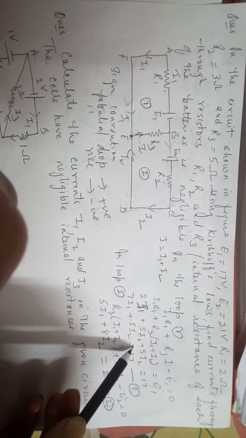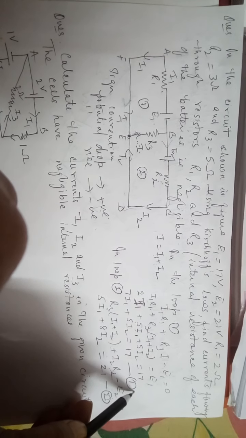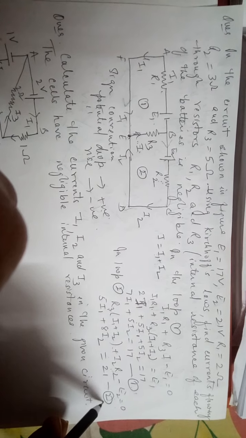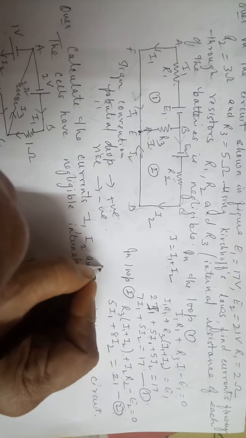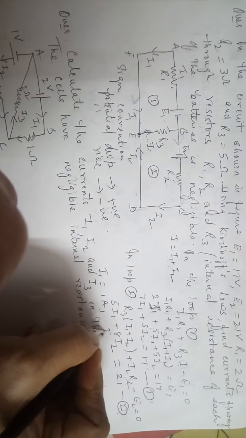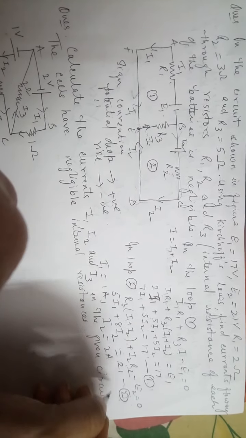Now we have got two equations, equation 1 and equation 2. We will multiply equation 1 by 5 and equation 2 by 7, and solving these two equations we get the value of I1, which comes out as 1 ampere. You can easily find out I2 as 2 ampere, and I, because it is the combination of these, is equals to 3 ampere. So we have got this result.